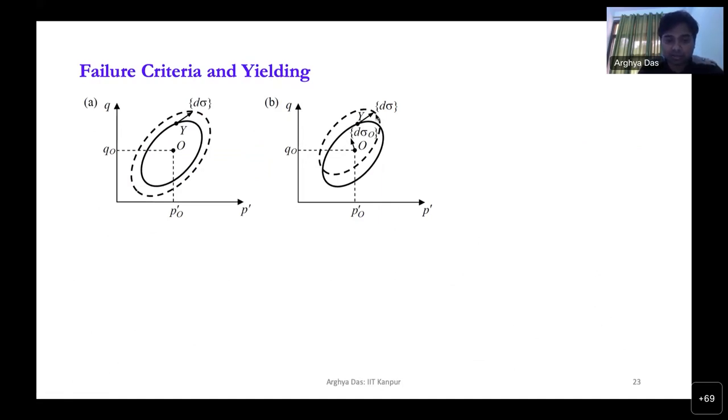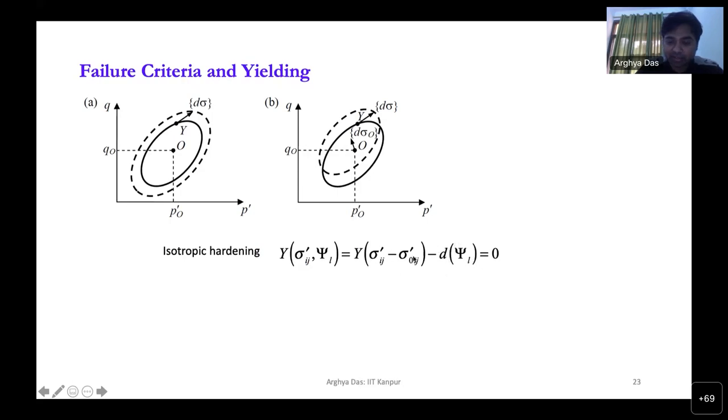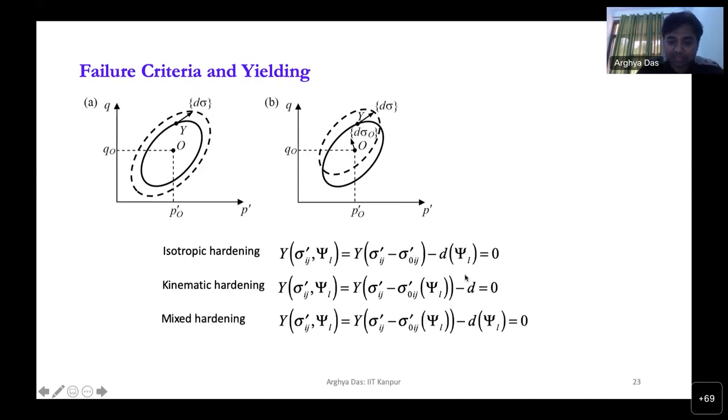Now, again, we're talking about the yielding condition. So how to write down these different types of yield surface? One is isotropic, as I already mentioned, where your yield surface size depends on this internal variable, and otherwise it is stress dependent. Another way to write it is kinematic hardening, where your size is actually not changing, but the position starts moving, so you can harden. Mixed hardening is also possible. That means your size as well as the stress condition both depend on your internal variable, psi. That is the mixed hardening.